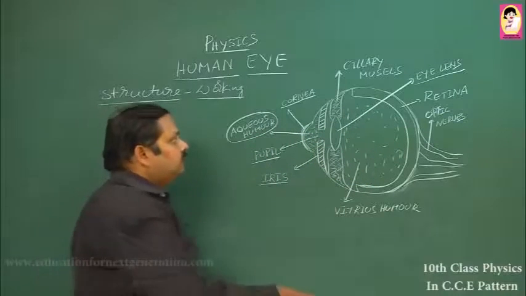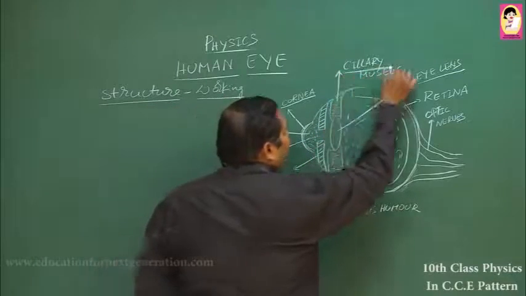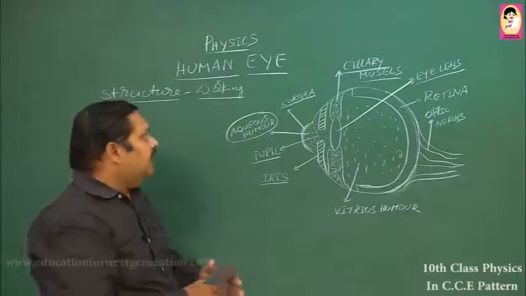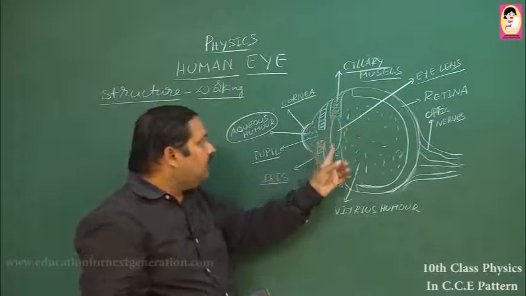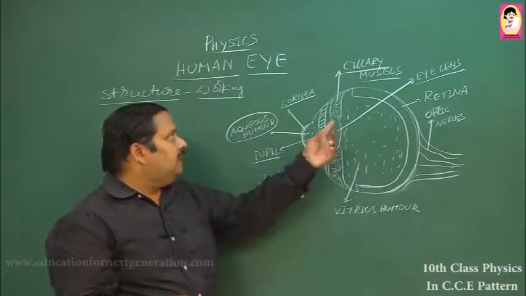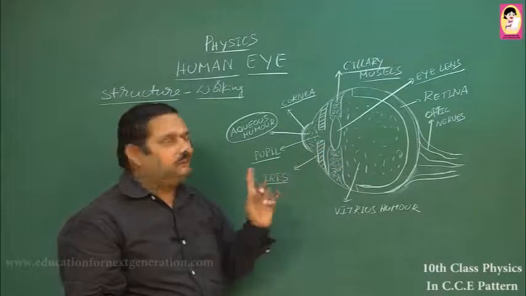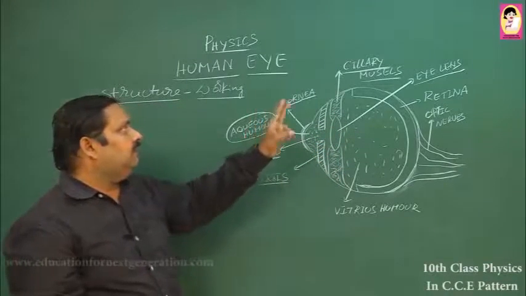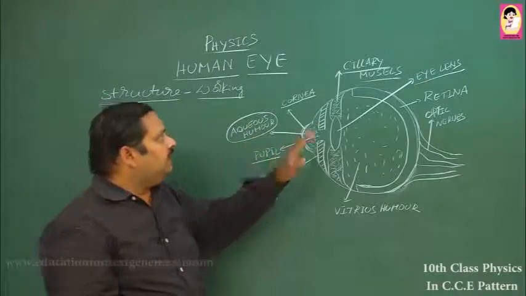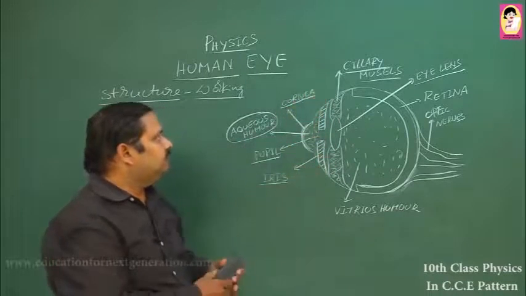Next part is, around the eye lens there are some muscles called ciliary muscles. These ciliary muscles hold the eye lens in a fixed and firm position, and they can increase and decrease the focal length of the eye lens also. So there are two uses with the ciliary muscles.